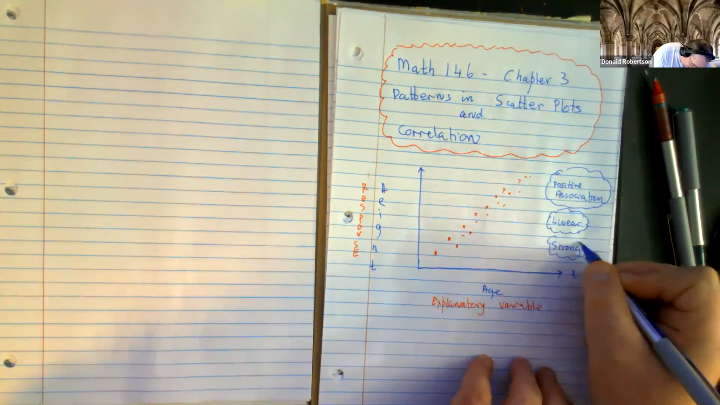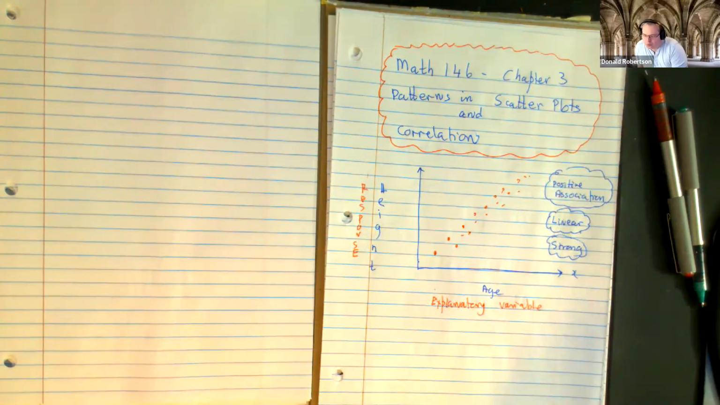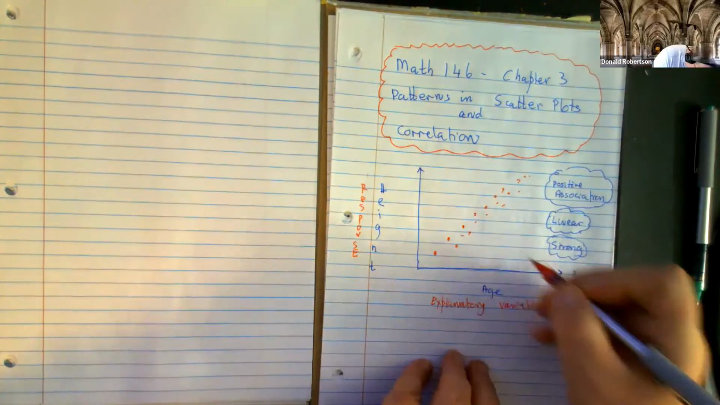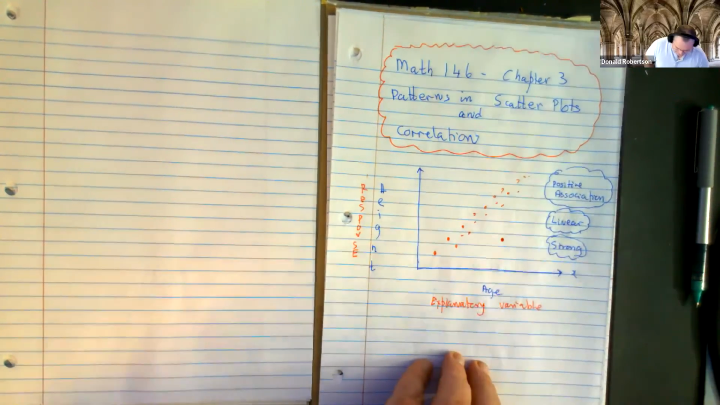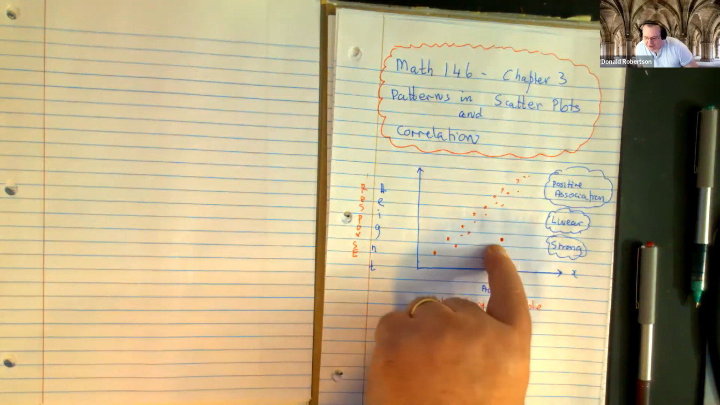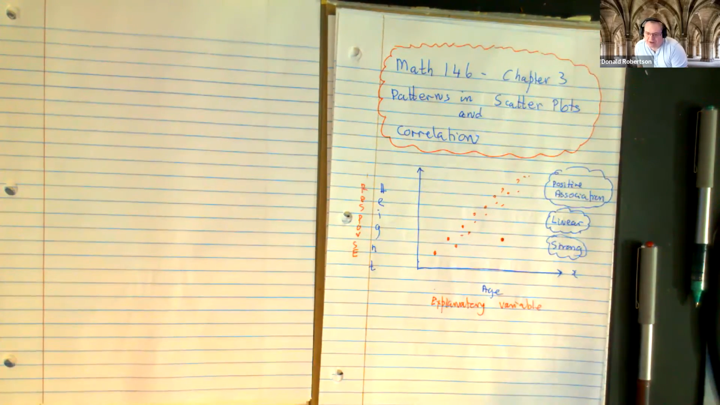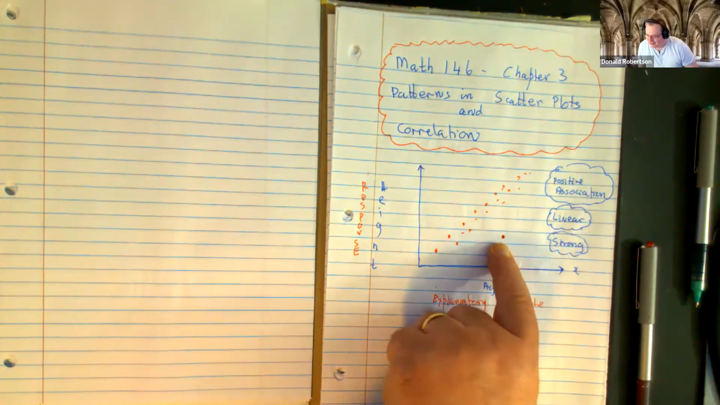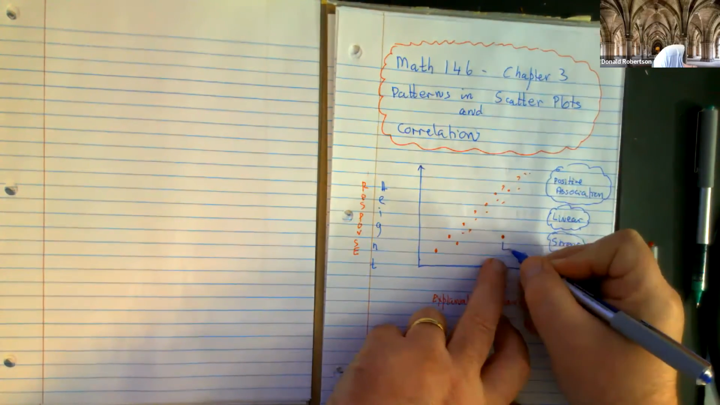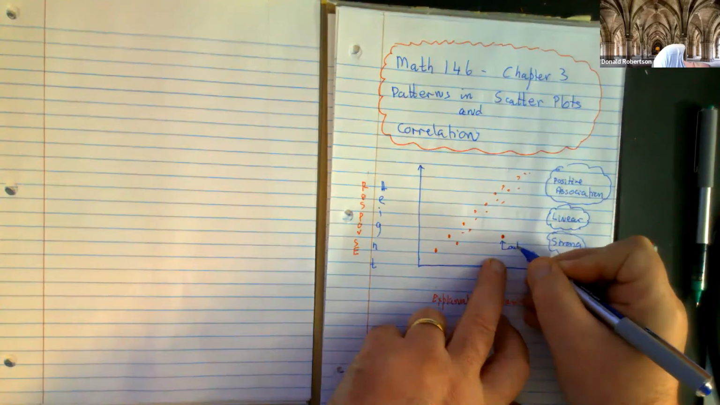Moderate would be the next option, or moderately strong if you're one of those people who like to sit on the fence a little bit. Does this scatter plot have an outlier? Kind of, yes, and it's this one. So that is an outlier.